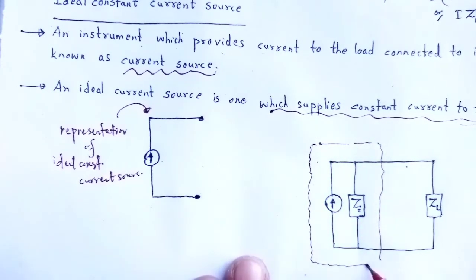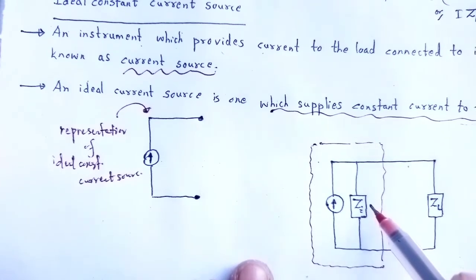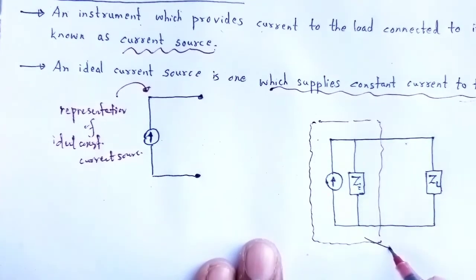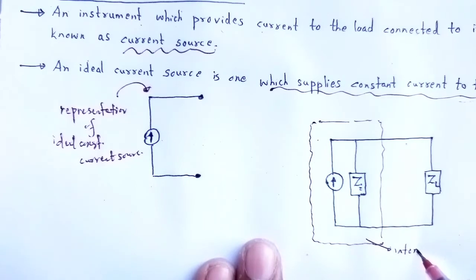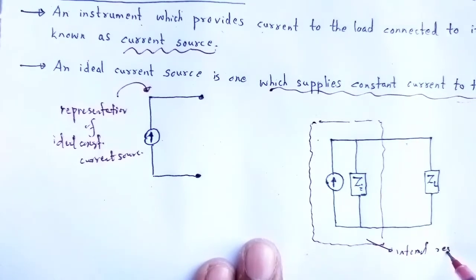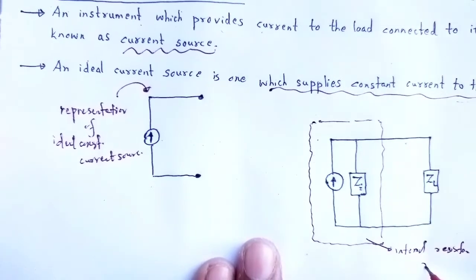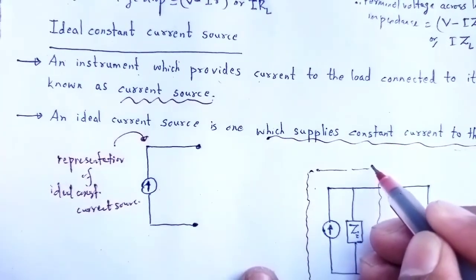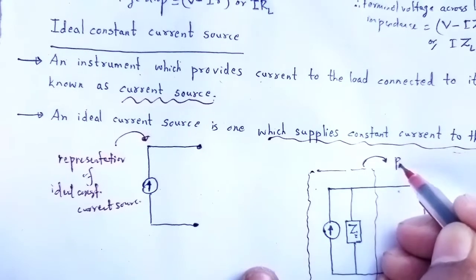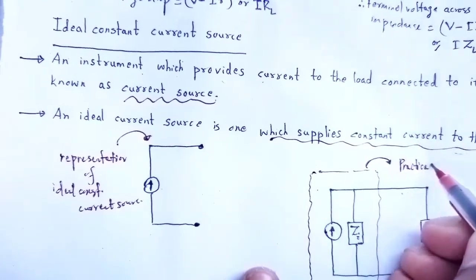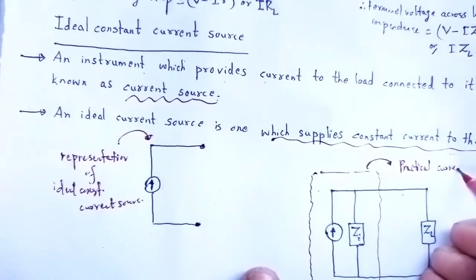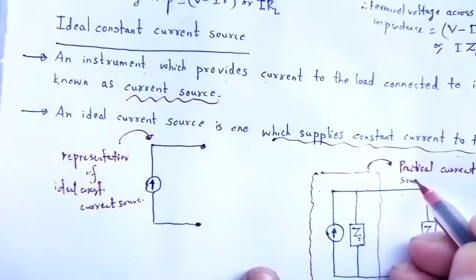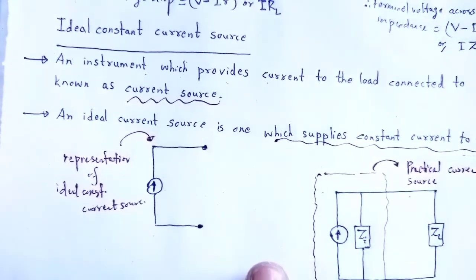This is the source providing internal impedance Zi, and the internal resistance here is smaller. That one is the practical current source.